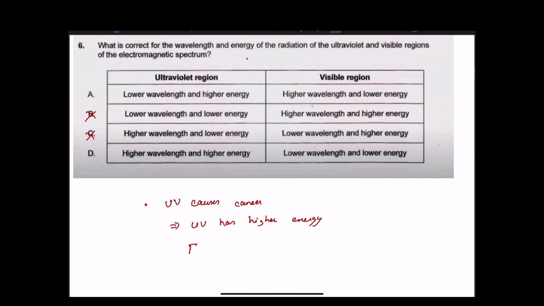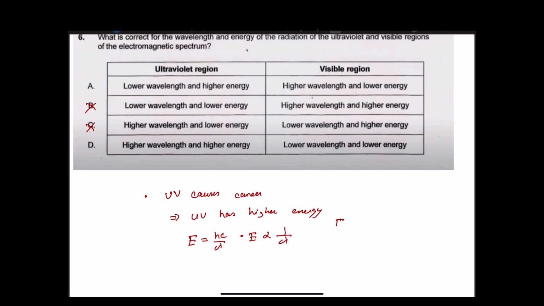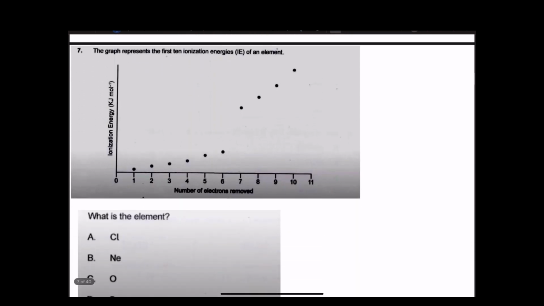Now E equals hc by lambda, right? So E is inversely proportional to lambda. So higher energy means lower wavelength, right? Higher energy means lower wavelength. So higher energy, lower wavelength for ultraviolet is in option A. And that's the correct answer for question 6. Now moving on to the next one.